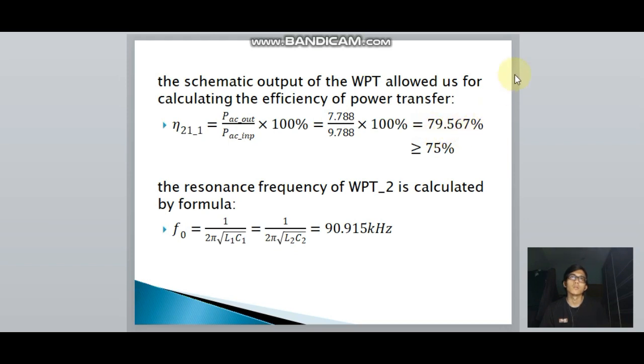gives us 79.56%, and it achieves the efficiency the system needs, which is more than 75%. We calculate the resonance frequency by using the formula, and we get 90.915 kilohertz.